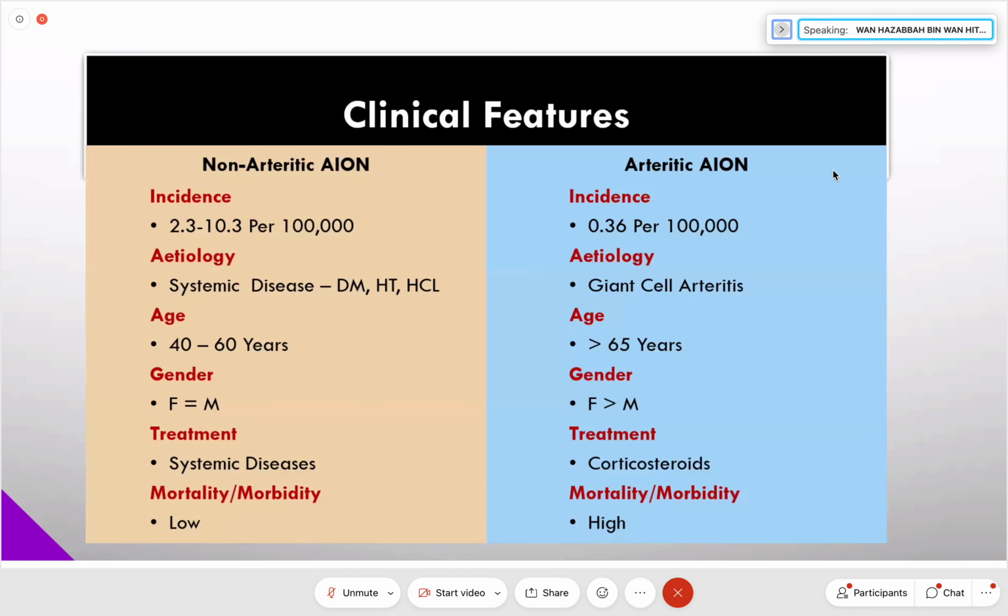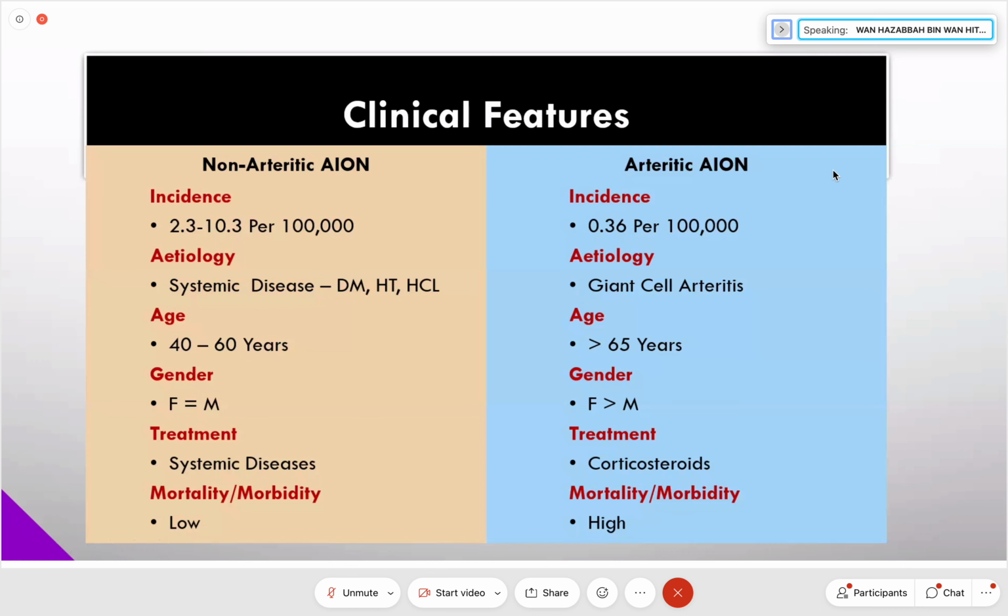So straight away we compare here non-arteritic and arteritic. The incidence for non-arteritic is actually more, per 100,000 population. Depending on the study, 2 to 10. Compared to arteritic, it is 0.36.